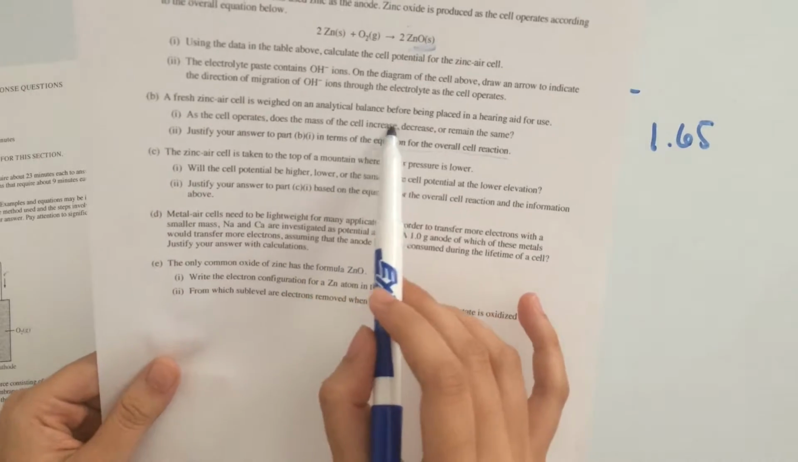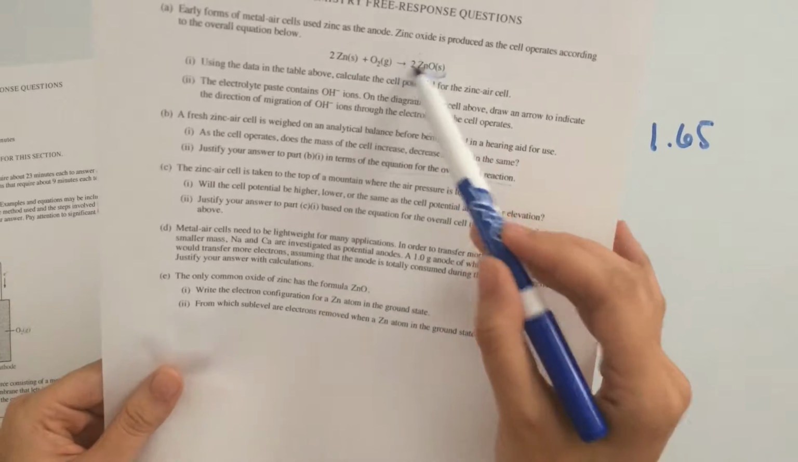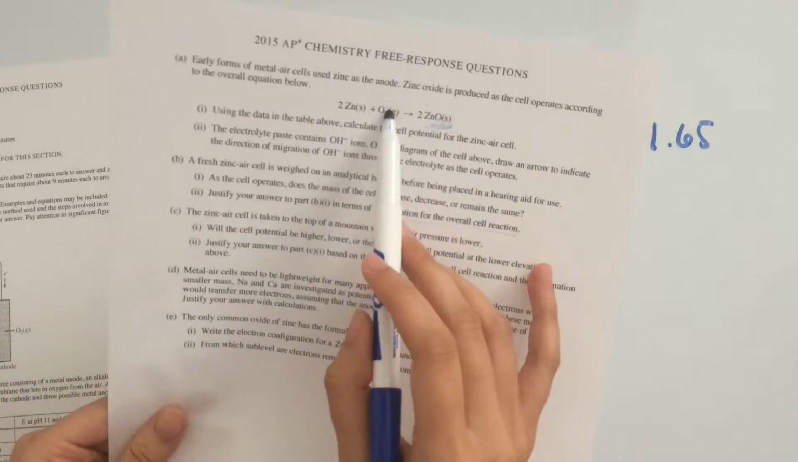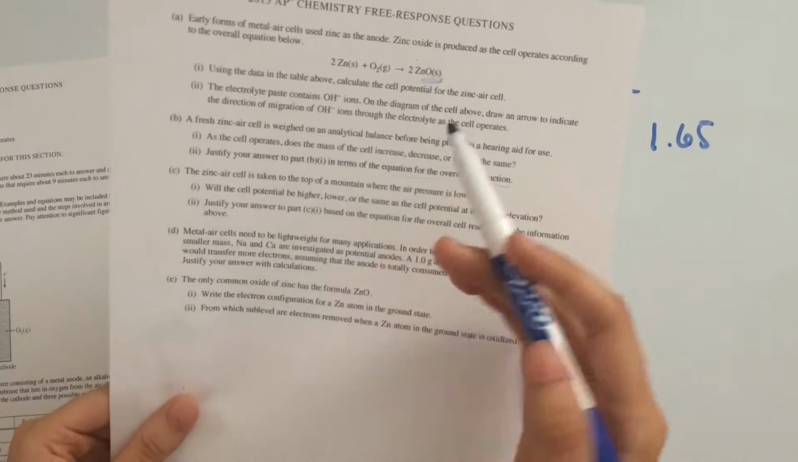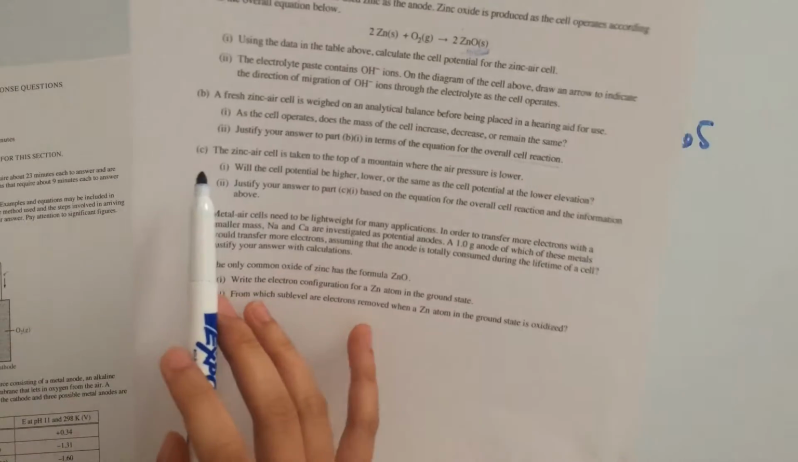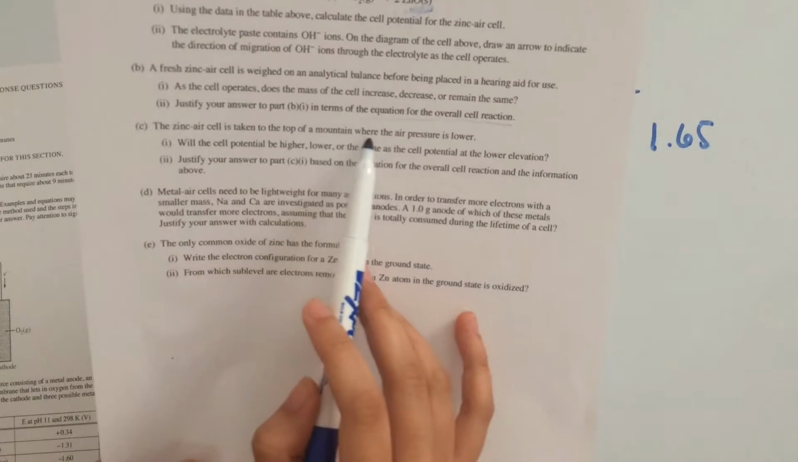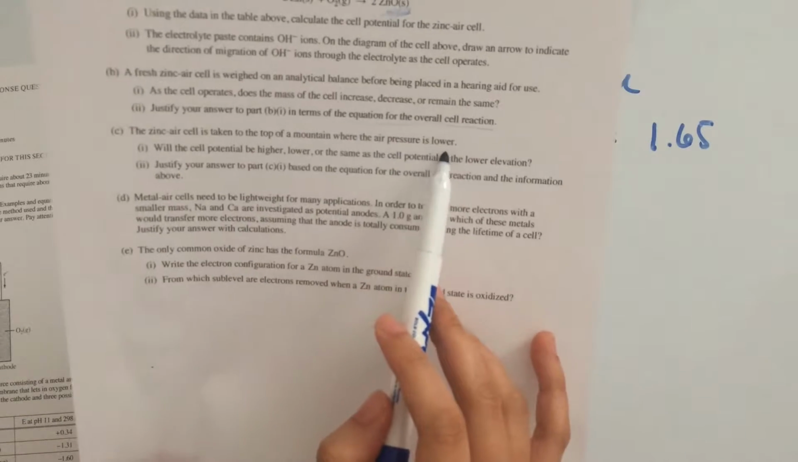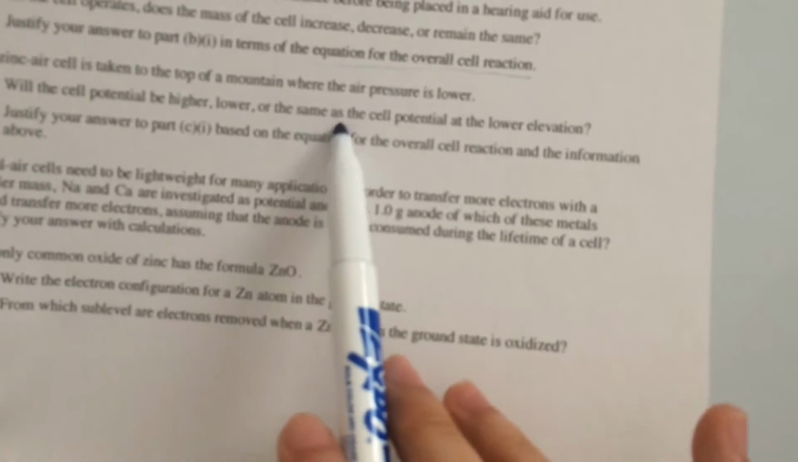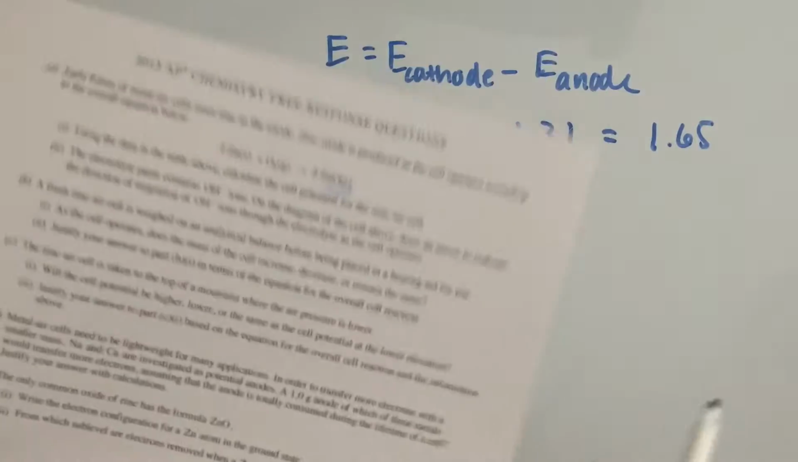The mass of the cell increases, and the justification is because zinc oxide is created, and the addition of oxygen will add mass to the cell. Okay, next part. We have the zinc air cell is taken to the top of the mountain where the air pressure is lower. Will the cell potential be higher, lower, or the same as the cell potential at the lower elevation? Okay, so let's think about this.